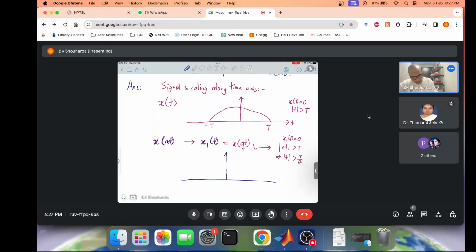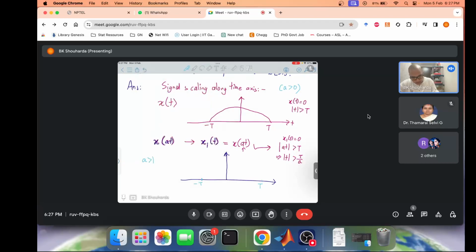Okay, so there are two cases. Case 1 where a is greater than 1. I'm assuming that the scaling factor is a positive number. So if a is greater than 1, this is minus t, this is t.